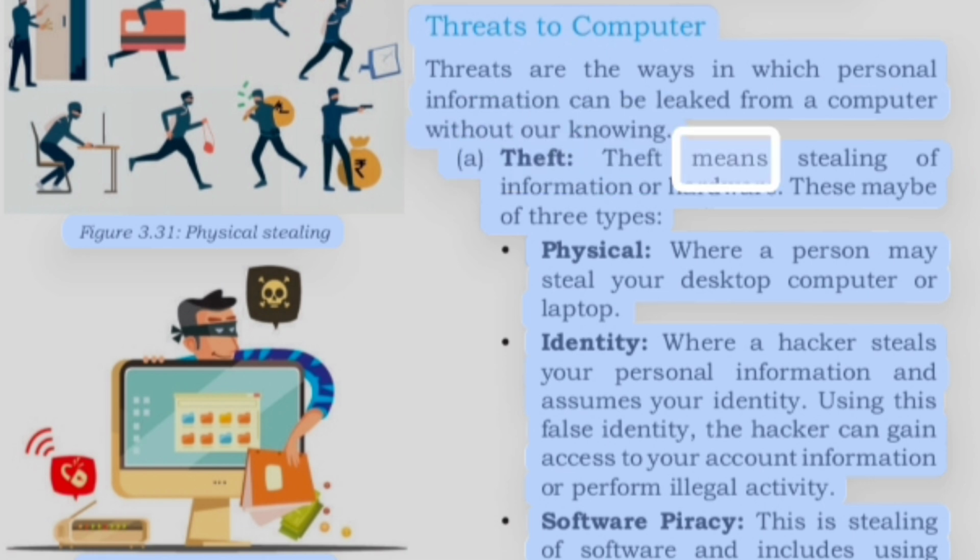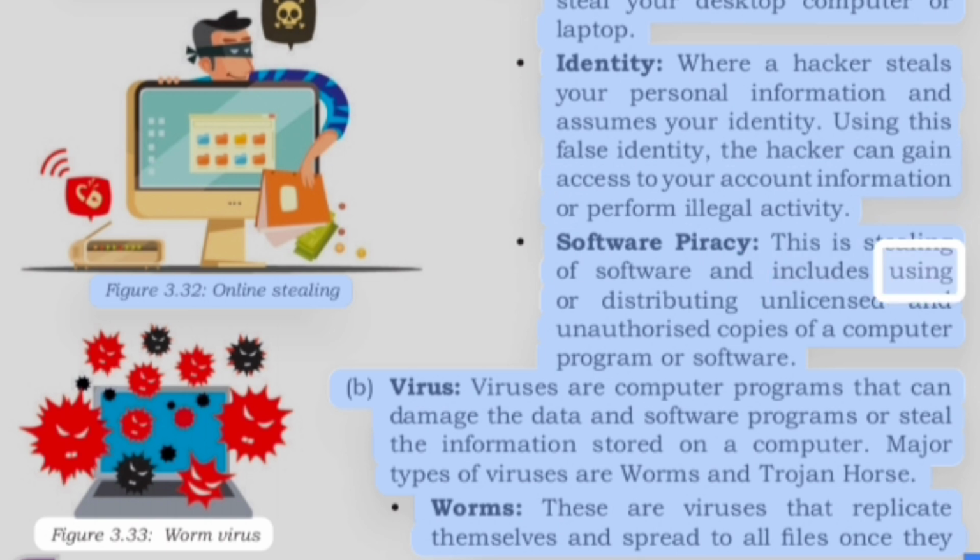A. Theft. Theft means stealing of information or hardware. These may be of three types. Figure 3.31, Physical stealing. Physical, where a person may steal your desktop computer or laptop. Identity, where a hacker steals your personal information and assumes your identity. Using this false identity, the hacker can gain access to your account information or perform illegal activity. Software piracy. This is stealing of software and includes using or distributing unlicensed and unauthorized copies of a computer program or software. Figure 3.32, Online stealing.